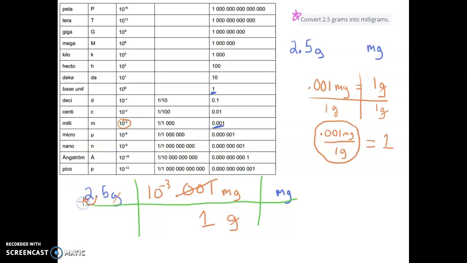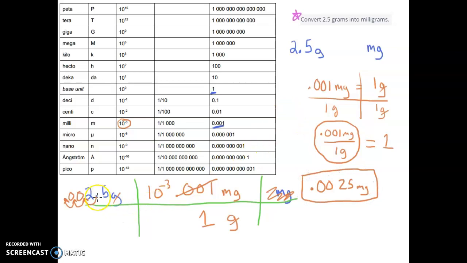So 1, 2, and 3. Okay, so I've done this, a bit messy, but I'm not going to have enough space. 0.0025 milligrams is our answer.